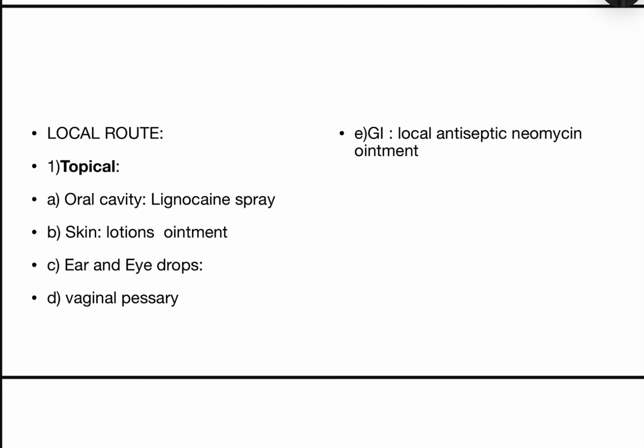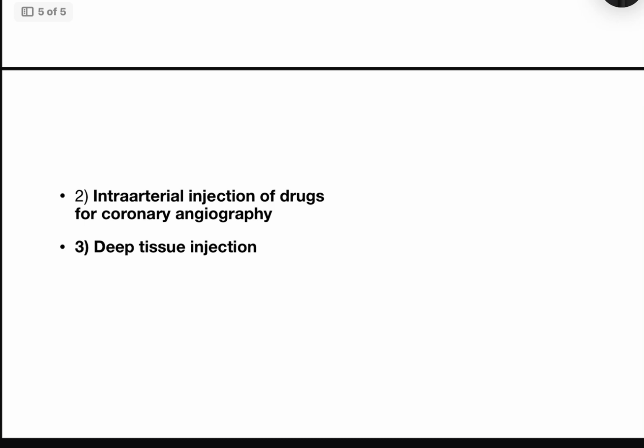Now, in part one of the routes of drug administration, today we will discuss the local route of administration. The local route of administration again has three forms. The first is topical. The second is intra-arterial injection of drugs, which is preferably used for coronary angiography, and is again one form of local drug administration. And the third one is deep tissue injection.